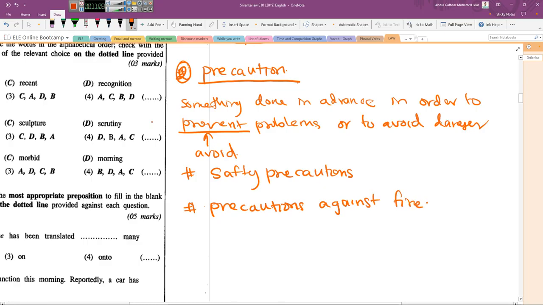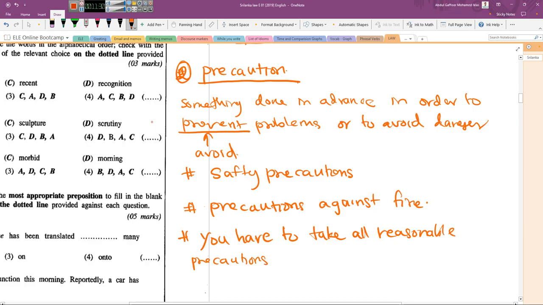And you must take all reasonable precautions to protect yourself and your family. You have to take all reasonable precautions to protect yourself and your family.